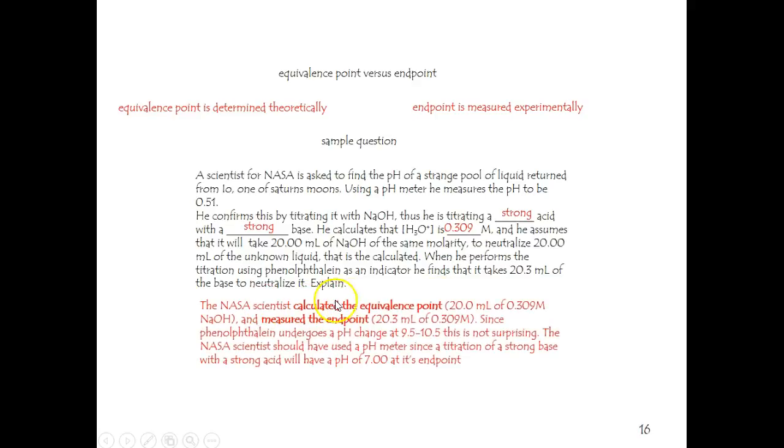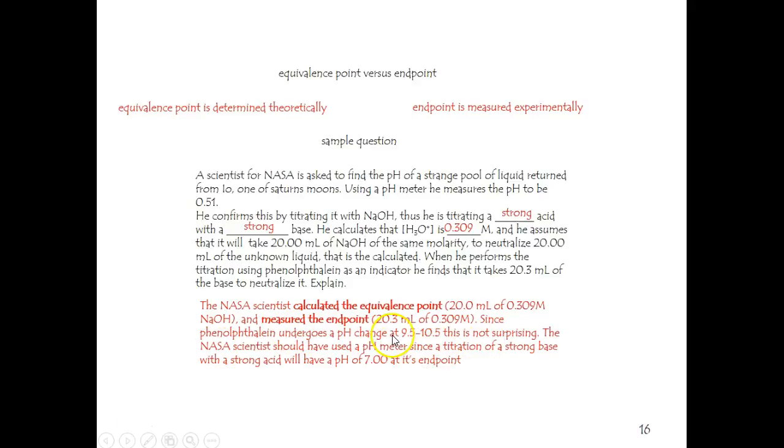The NASA scientist calculated the equivalence point. That's how he came up with his 20 mLs. But he measured the endpoint and got 20.3 mLs. He may not have made any experimental errors. The pH change of phenolphthalein is 9.5 to 10.5, so it's going to take a little bit more to get up to that pH. This is strong acid, strong base. It's supposed to change at 7.